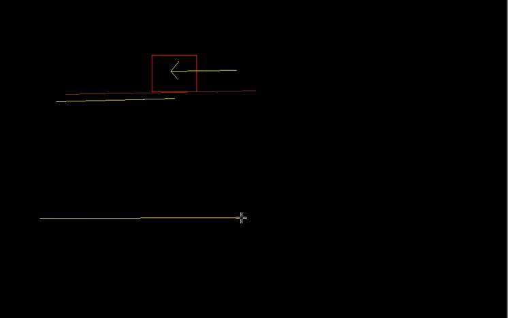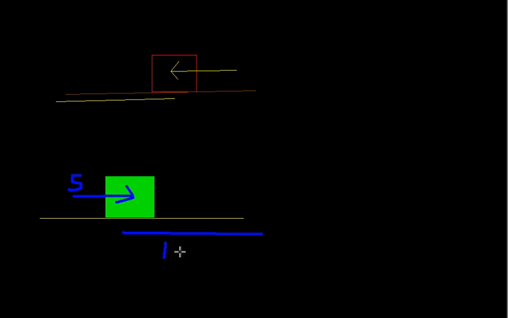Let's say we have a box on the floor, a green box, and say we apply a force of 5 newtons over a distance of 10 meters. So 5 newtons over a distance of 10 meters. We push it 10 meters.